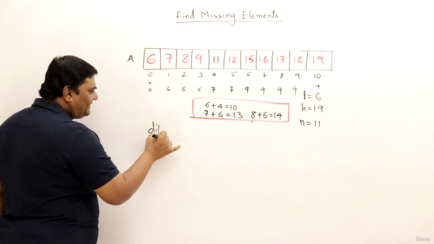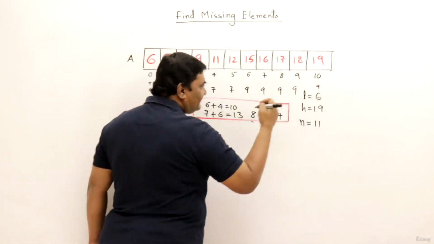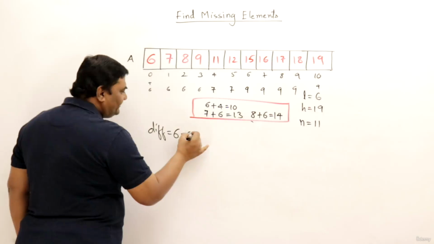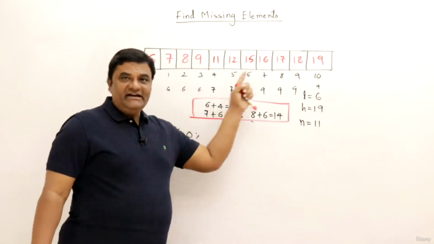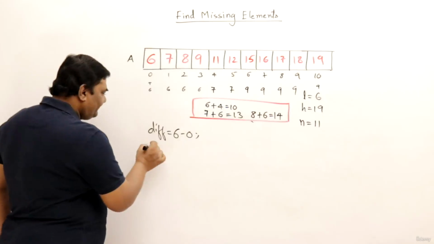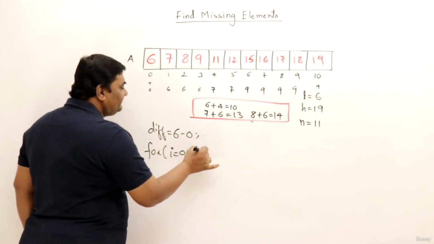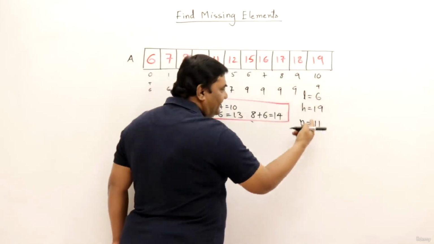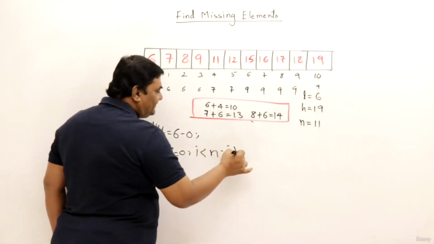See, first of all, we have taken the difference. The difference is the starting element, that is the lower number, 6, minus 0. This is the difference. And what I have to do is scan through this array. So for loop: for i takes values from 0 onwards, and i should be less than or equal to 10, that is less than 11, less than n, and i plus plus.